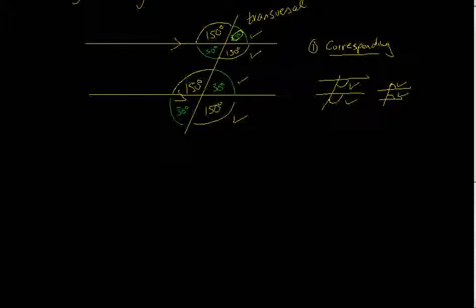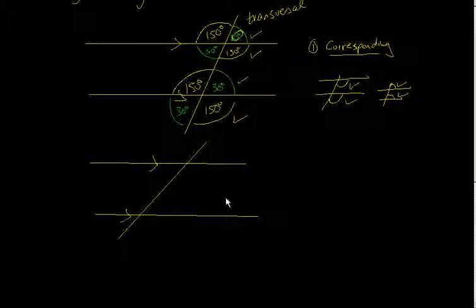So I'm just going to redraw these lines quickly: parallel lines, with a transversal line going through them, and they are going in the same direction. Let's have a look from this diagram over here. We're going to now discuss alternate angles: angles which are on the opposite side of the transversal line.